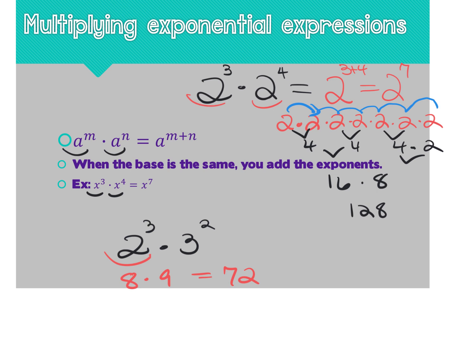So when the bases, these big numbers here, are not the same, then you just have to follow order of operations basically, and you're just going to figure out what 2 to the 3rd power is. So you would do 2 times 2 times 2, and that would give you 8. And then you would figure out what 3 times 3 is, or 3 squared, and that would give you 9. And then you would just multiply 8 times 9 and get 72. So you can't use this property of when the bases are the same. You just have to do it by hand.